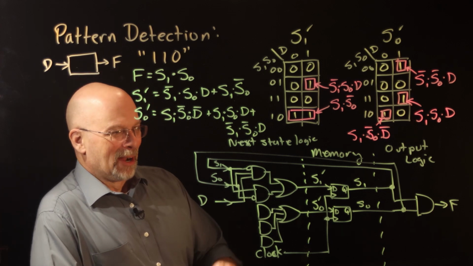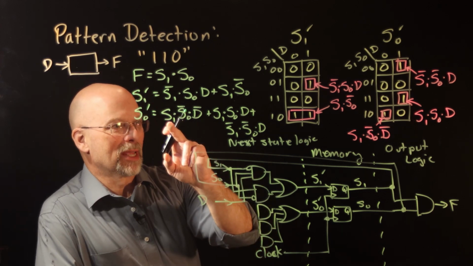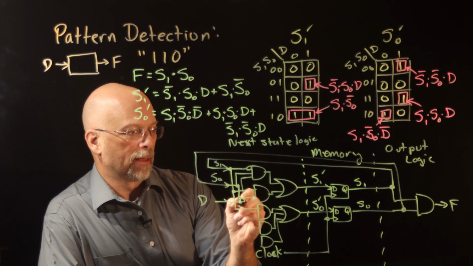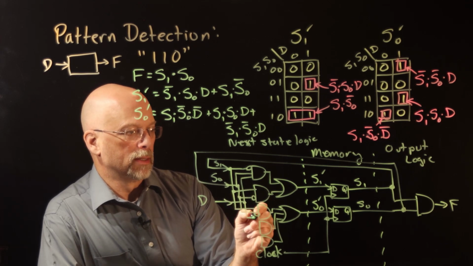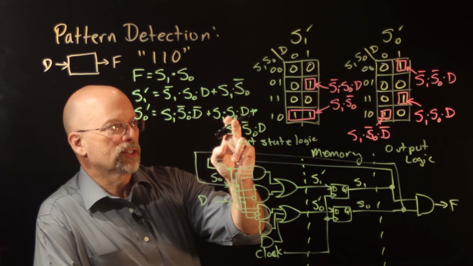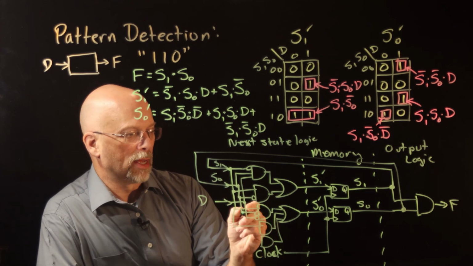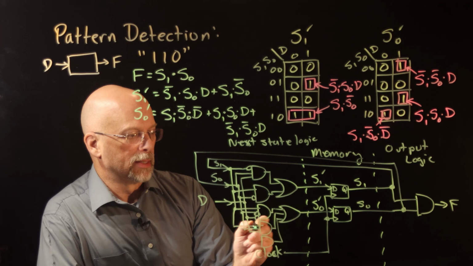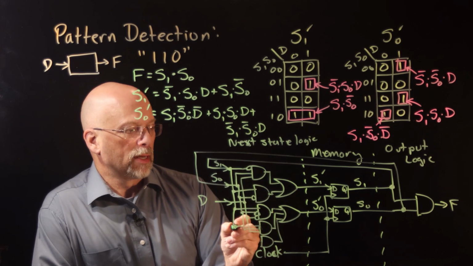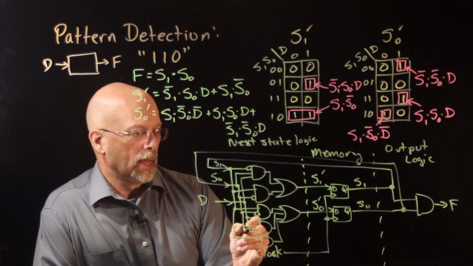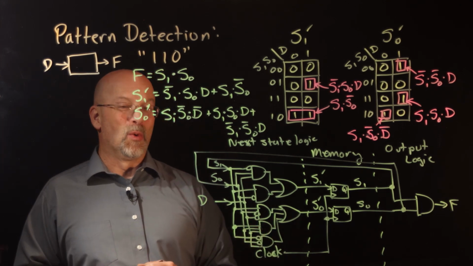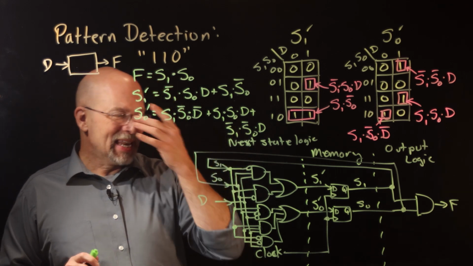All right. Now, what do we have? Well, this top product right here is going to be S1 ANDed with S0 bar ANDed with D bar. So this becomes S1, S0 bar, D bar. This one right here is going to be S1, S0, D, so all three of them just ANDed together. Now this one right here is going to be S1 bar ANDed with S0 bar ANDed with D. Okay. Wow. Anyway, that is the circuit.